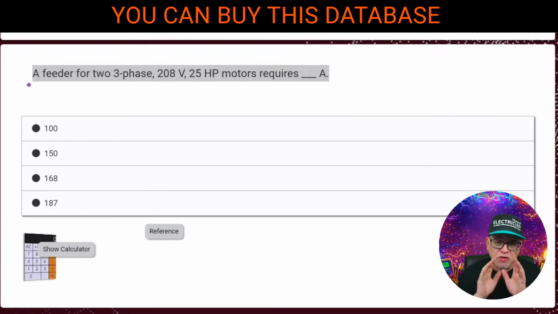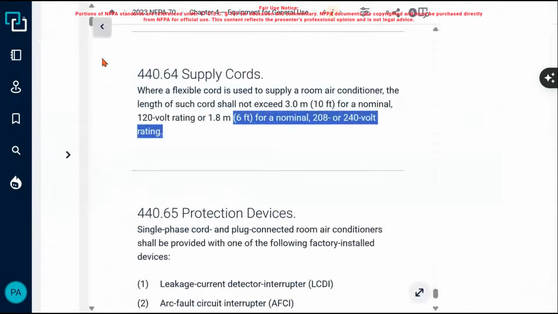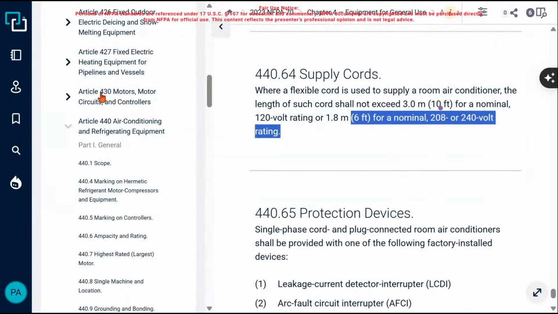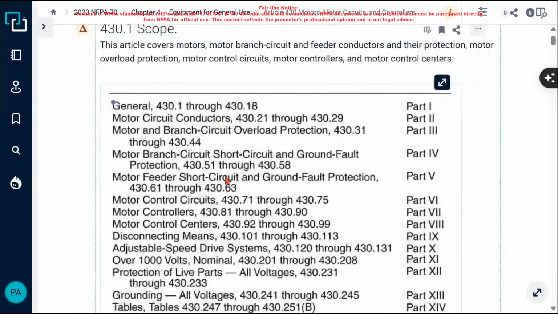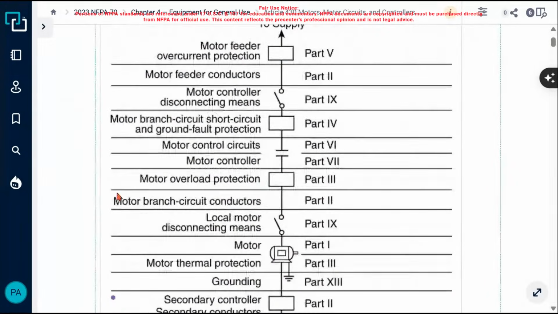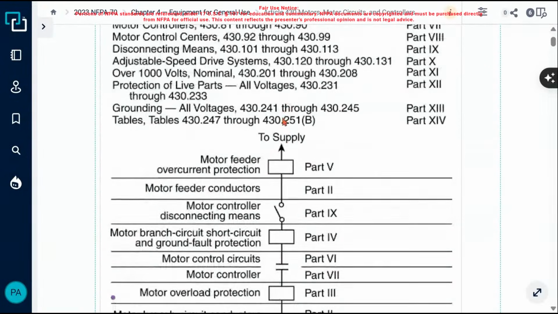Now, the first thing we know is we're talking motors, right? So one way to do this is that when you talk about motors, there's what's called a pictogram available in Article 430. So what we want to do is go look at that pictogram and get an idea of what it is. So I'm over here. Again, we know it's motors. If I just go right to motors, right here, I see I've got this nice little nifty drawing that's going to help me.